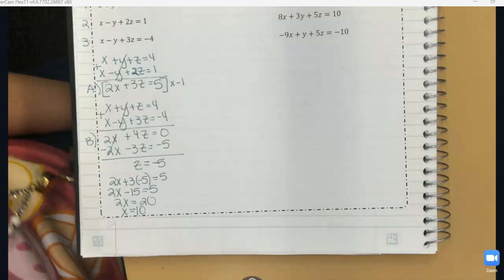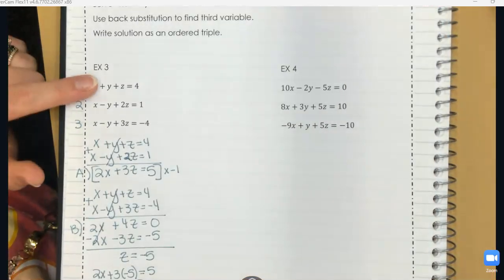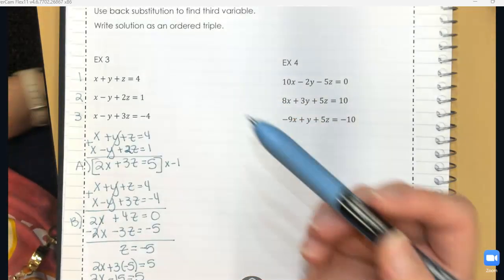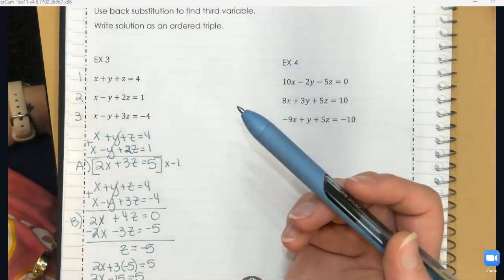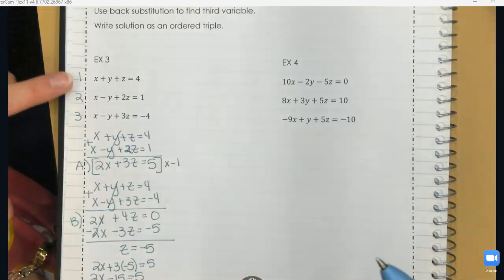And now the last thing I need to solve for is y, and I can do that by plugging into any of my first 3 equations, because those are the ones that have y in it. Again, looking here, they're all pretty similar as far as difficulty, but equation 1 has no coefficients, so I'm going to go with that one.